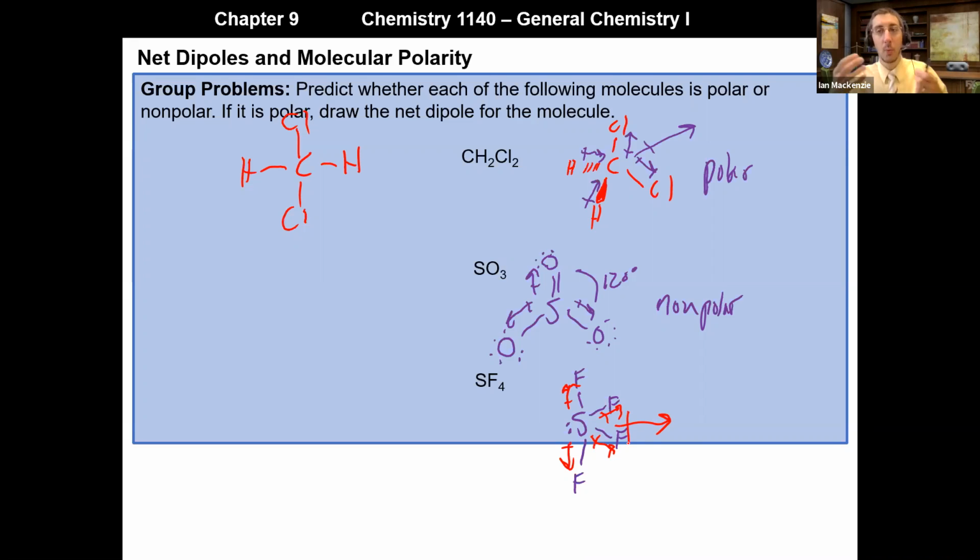And this is how we do net dipoles for molecules more than just bonds, where we can actually sum up the dipoles of the individual bonds to form a net dipole and determine whether a molecule is polar or non-polar. In this case, SF4 is a polar molecule. It has net dipoles resulting from polar bonds.